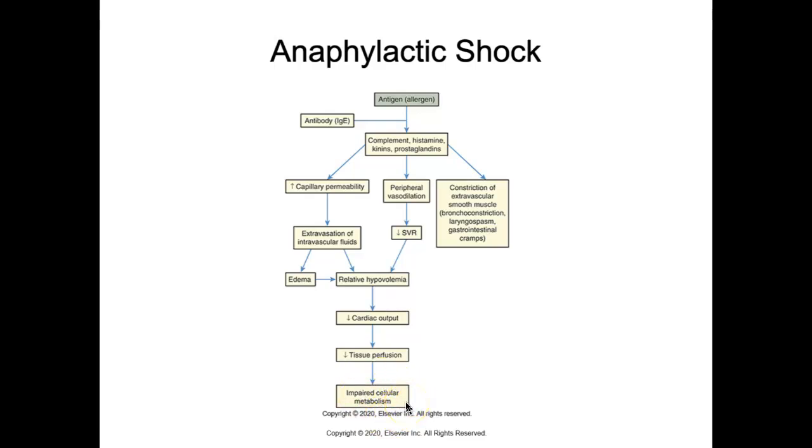So the best way to treat this is to first remove the antigen if it's possible, and then to give an intramuscular injection of epinephrine, which can cause vasoconstriction and also reverse the airway constriction that we have. We also want to give fluids intravenously so that we can reverse this hypovolemia, and also give our antihistamines and corticosteroids so we can reverse the inflammatory process that took place.